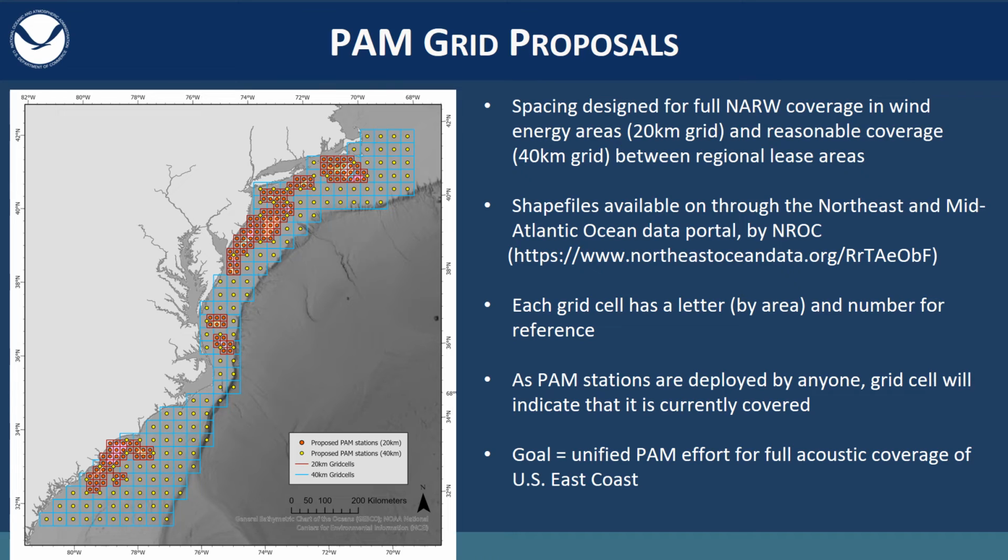Each grid cell has a letter and number for reference, and it hopes to easily identify where any party is monitoring and where still needs to be monitored. Shapefiles for these grid cells can be downloaded through the Northeast and Mid-Atlantic Ocean Data Portal and are there to help create a unified PAM effort across the East Coast.